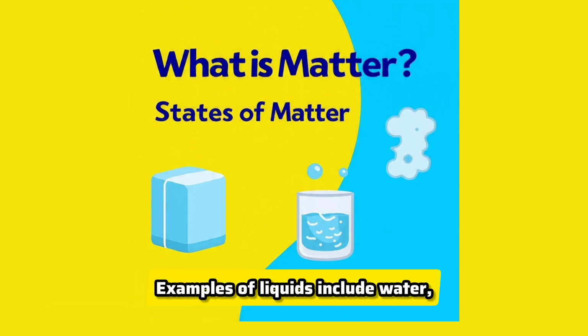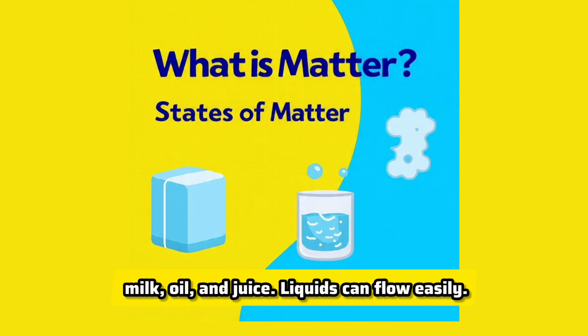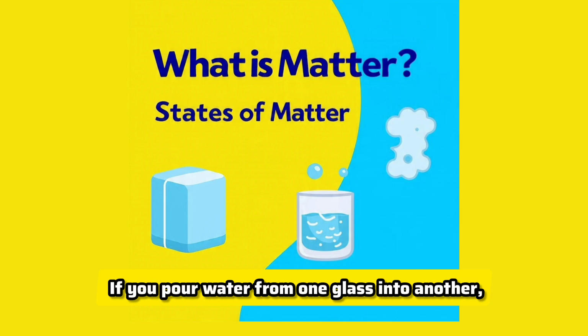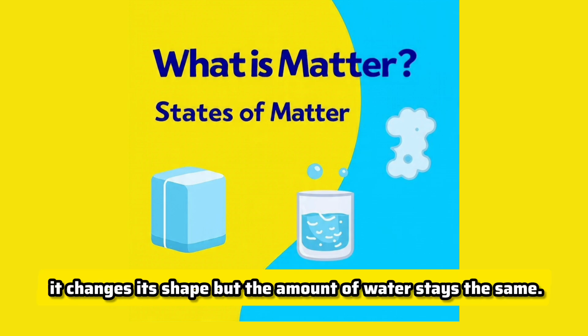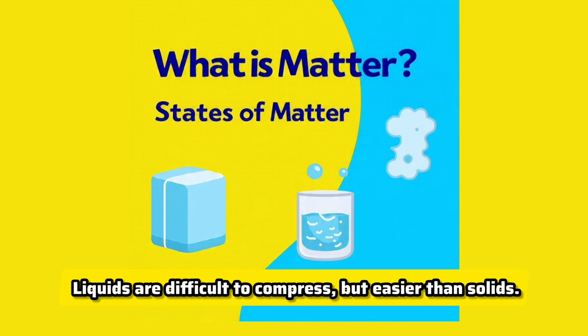Examples of liquids include water, milk, oil, and juice. Liquids can flow easily. If you pour water from one glass into another, it changes its shape, but the amount of water stays the same. Liquids are difficult to compress, but easier than solids.